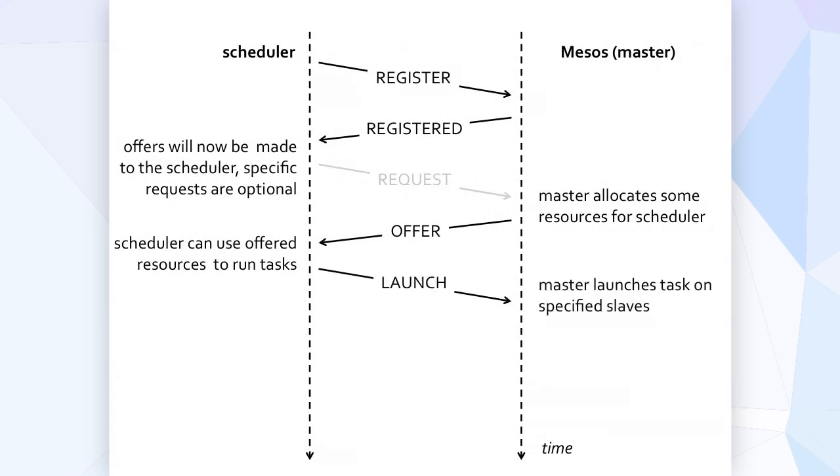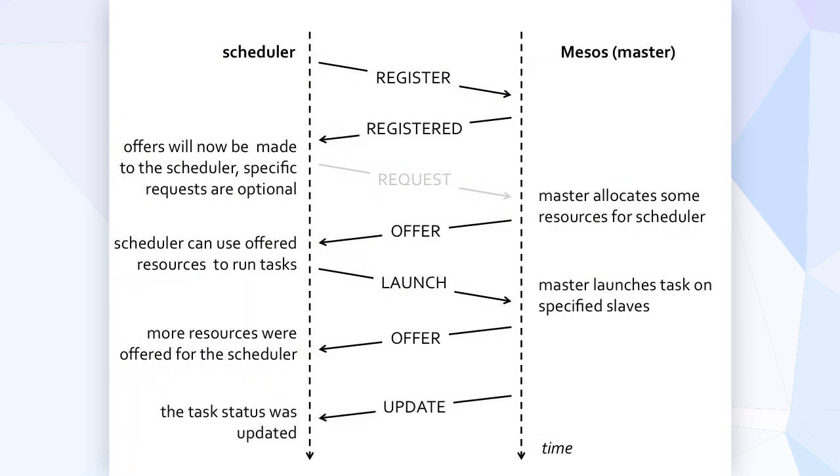Once it's decided what tasks it might want to run, it can launch tasks. And at some later point in time, it might receive more allocation, more resource offers. And at some point in time, it'll also receive an update about that task, which is the state of that task after it's been launched somewhere in the cluster.